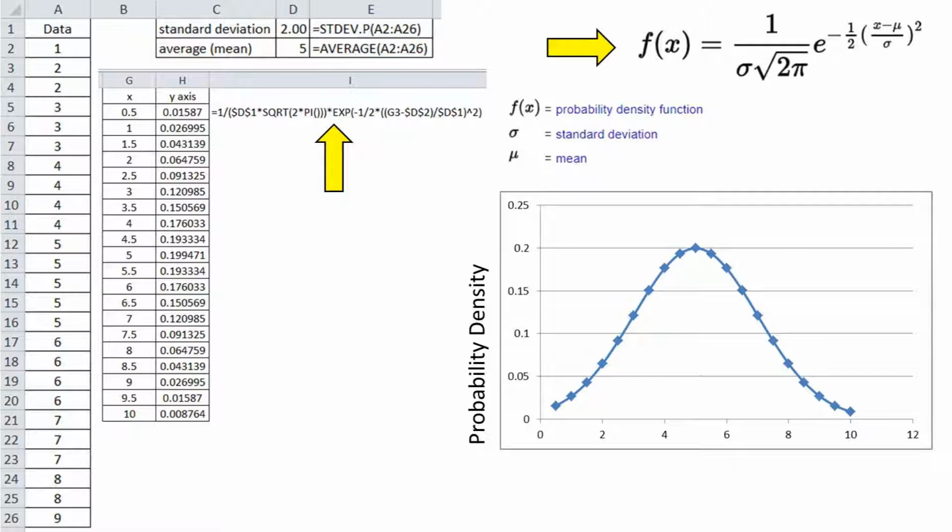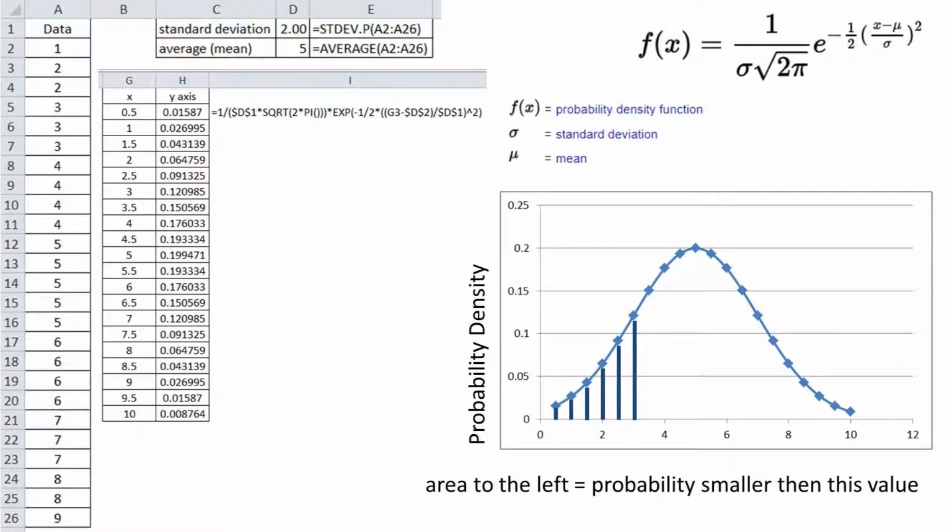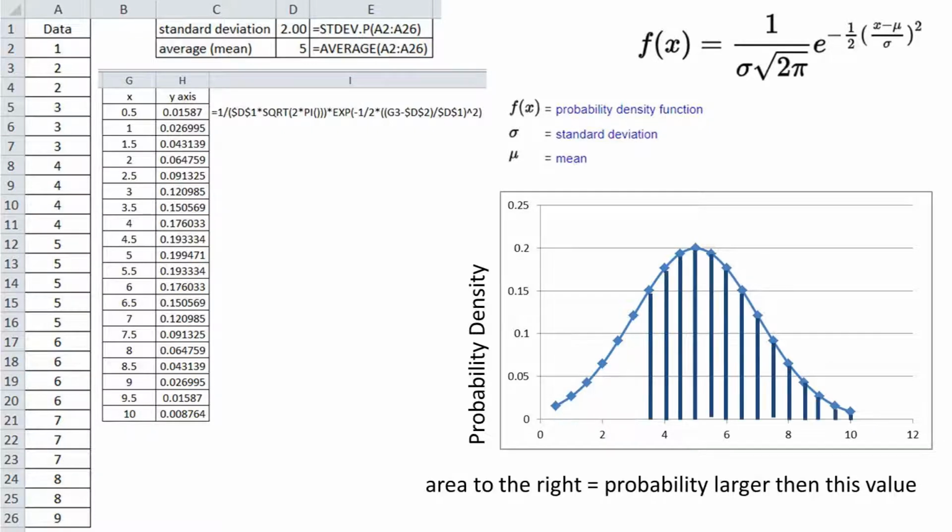I found the standard deviation and the mean using Excel and used this equation in Excel to plot the normal distribution curve, commonly called a bell curve. The y-axis is the probability density, and the area underneath the curve from left to right to that point is the probability that a random sample taken from the population will be less than this value. The area on the other side from left to right is the probability that the random sample taken from the population will be greater than this value.